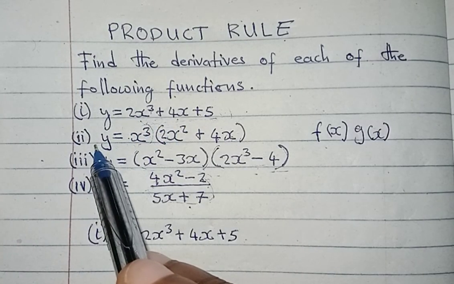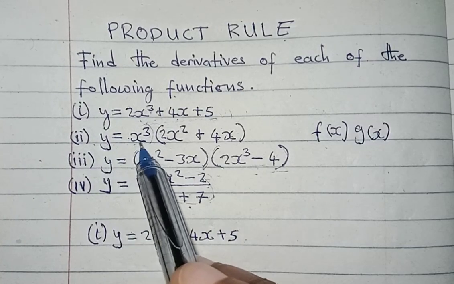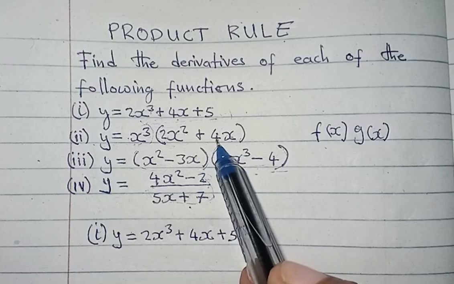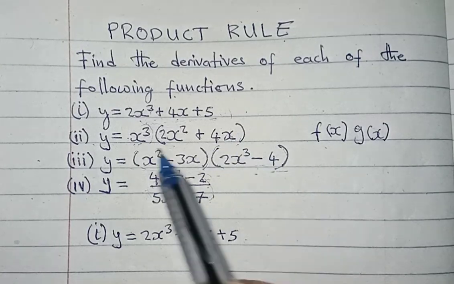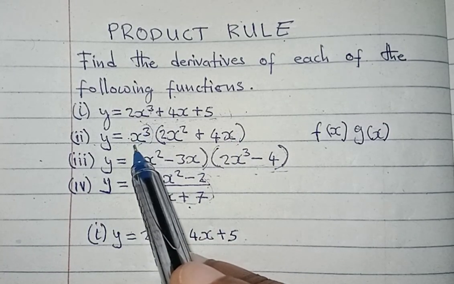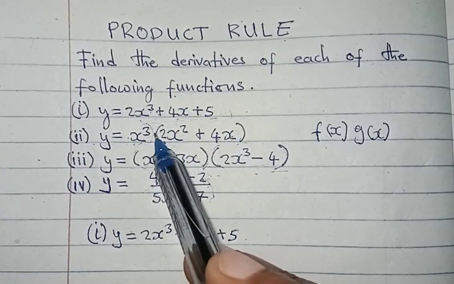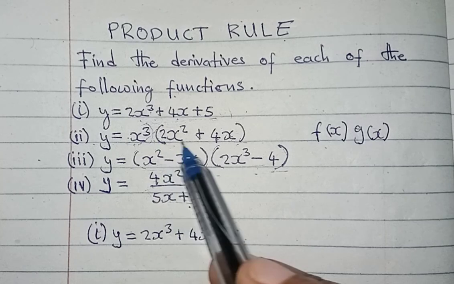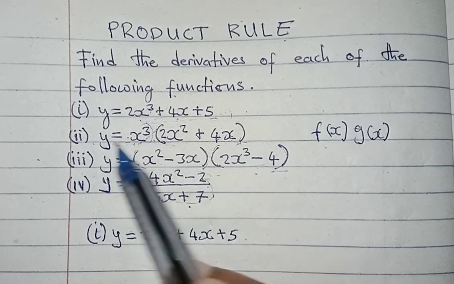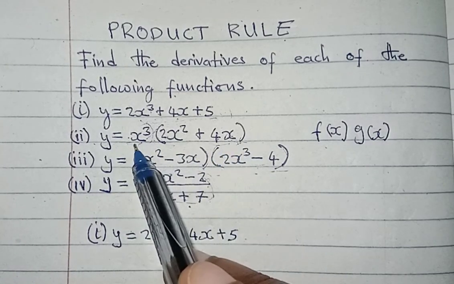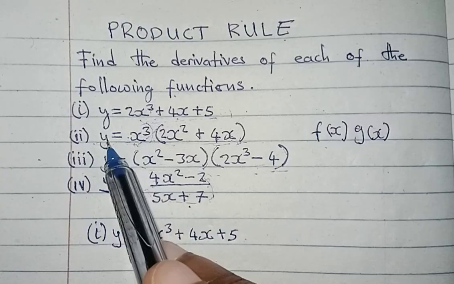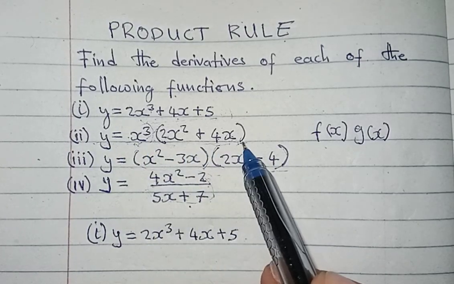As for the second example, we have y is equal to x to the power 3, open parenthesis, 2x squared plus 4x, close parenthesis. So here we have this first part and this second part. So we can see that there's multiplication here. So this function is multiplying with this function. So for this example, we can apply the product rule. Since by definition, product means multiplication. So this function has functions which are subjected to multiplication.